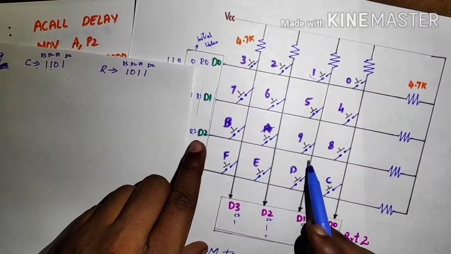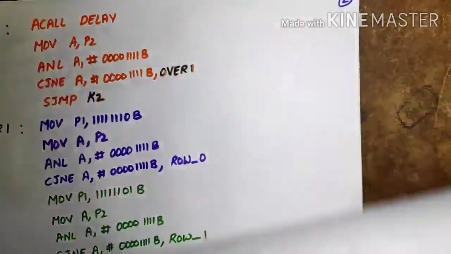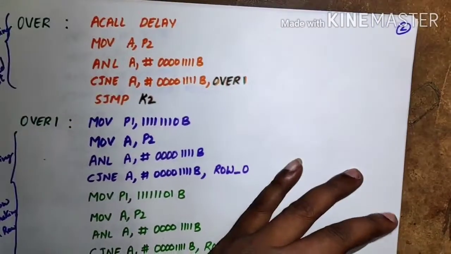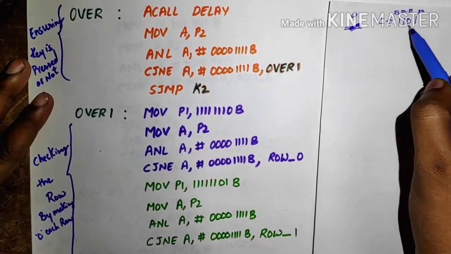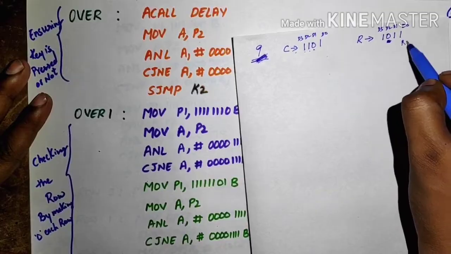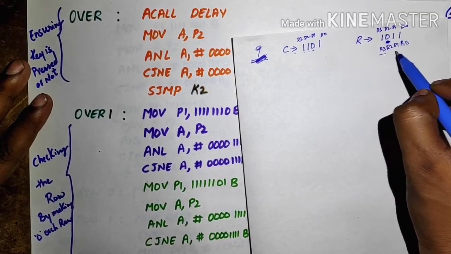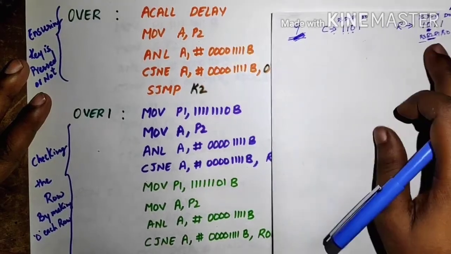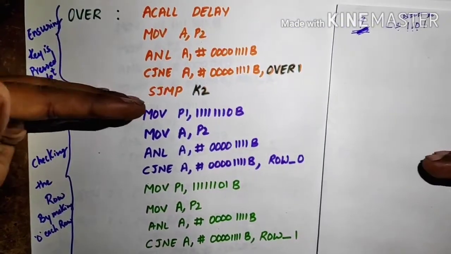Here we are assuming the key is 9. So now we have to find the row. Here we have R0, R1, R2 and R3. So this particular key belongs to row 2. So again the same process.